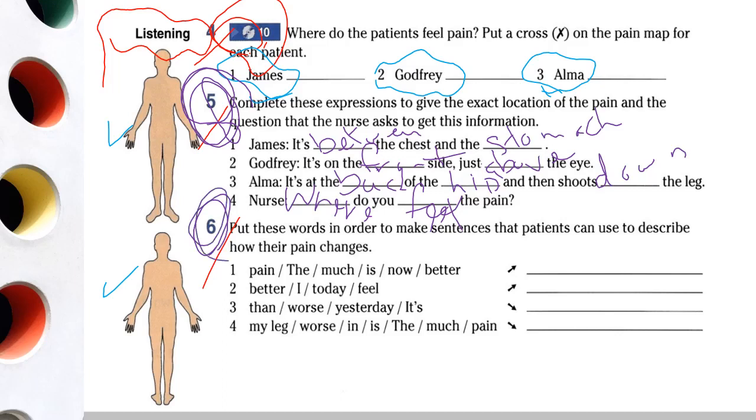It says, put these words in order to make sentences that patients can use to describe how their pain changes. Okay, let's check number 1. We have pain that much is now better. How can we order these words in order to give us a meaningful sentence? Yes, that's right. The pain is much better now. Thank you so much.